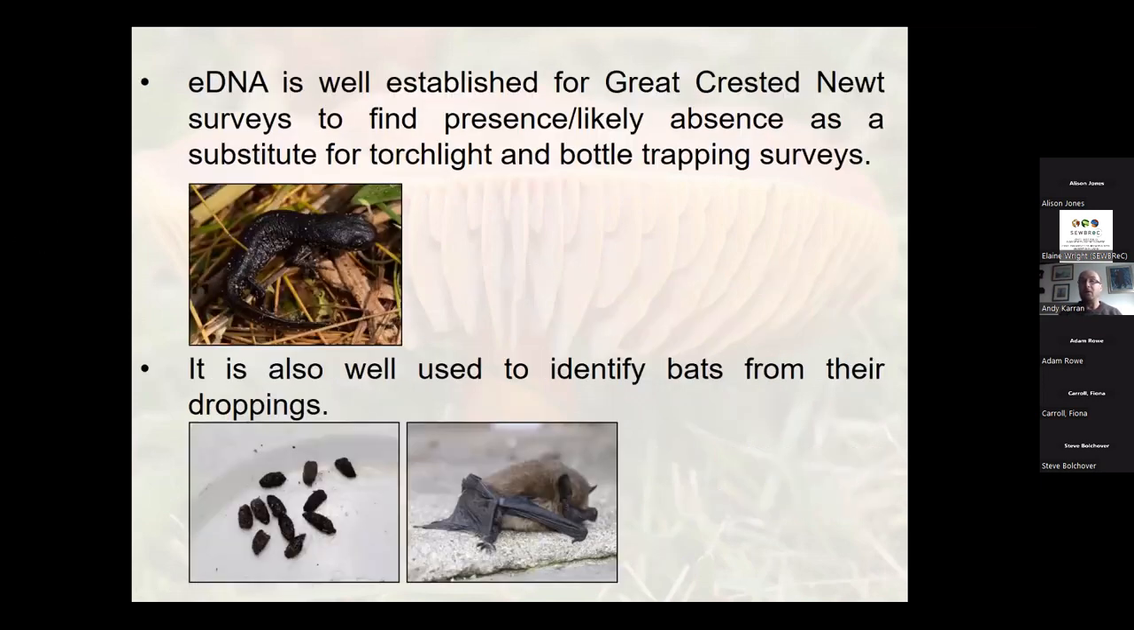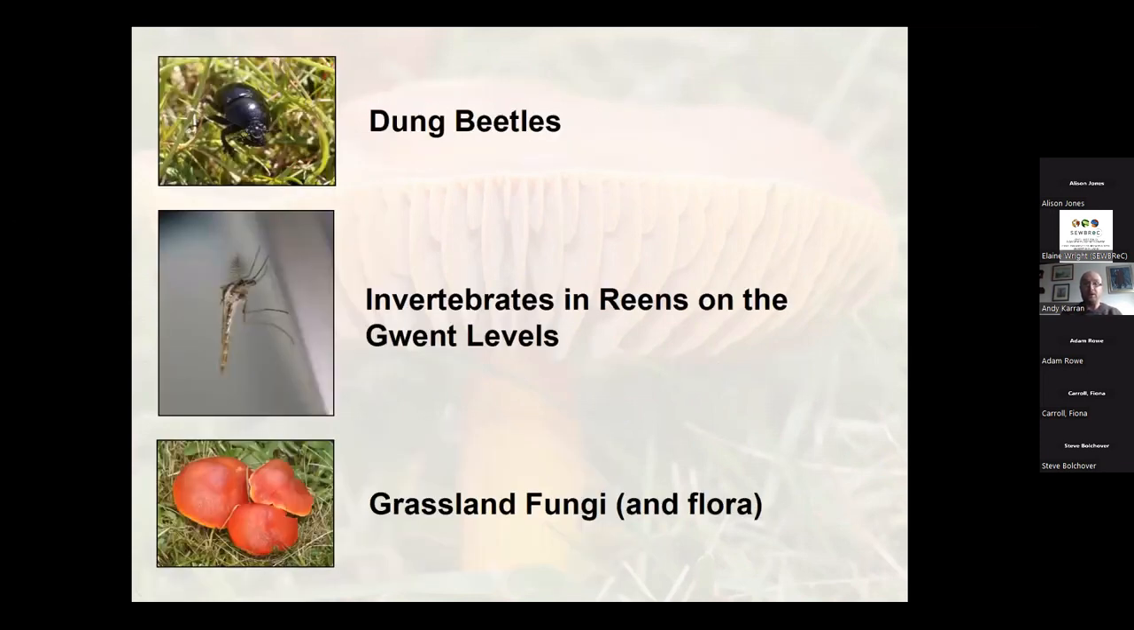A lot of you may well know it's well established for great crested newt survey work, presence/absence, a good substitute for torchlight and bottle trapping surveys, which can be quite labour intensive and involve being out at night time. It's also used if you collect bat droppings from roosts: you can send them off, and with the eDNA you can find out what bats are in the roost. But we got money this year to do work on dung beetles, invertebrates in the reens on the Gwent levels, and grassland fungi, and as a byproduct of that also the grassland flora.